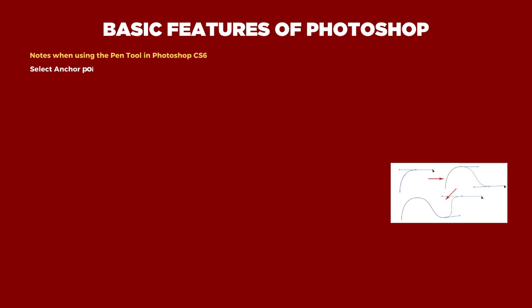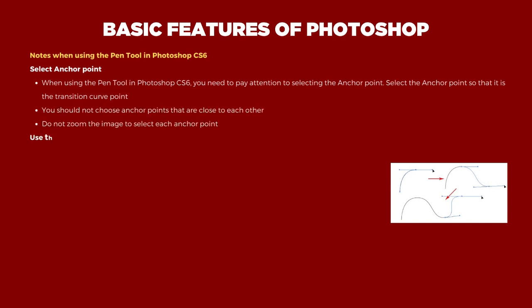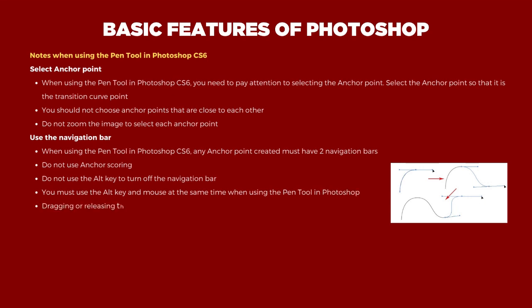Notes when using the pen tool in Photoshop CS6. Select anchor point. When using the pen tool in Photoshop CS6, you need to pay attention to selecting the anchor point. Select the anchor point so that it is the transition curve point. You should not choose anchor points that are close to each other. Do not zoom the image to select each anchor point.